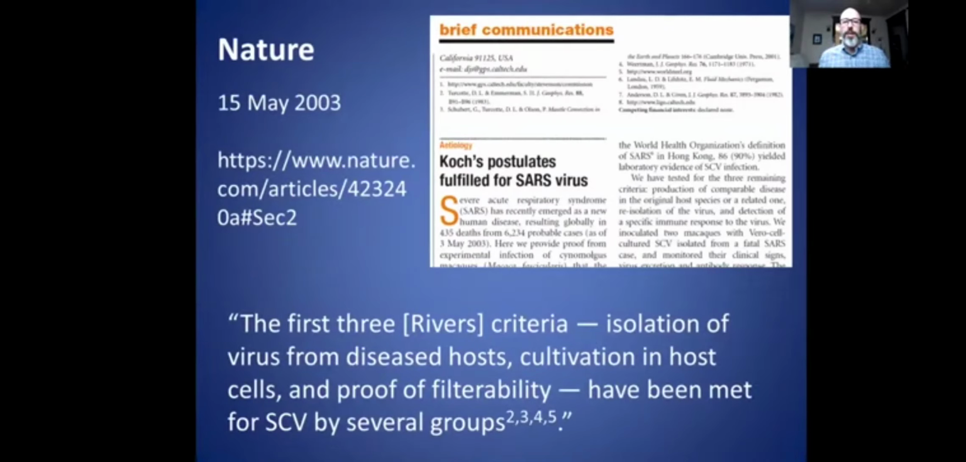Okay, so let's get back to this Nature article now that we've reviewed the background information. And it goes on to say that the first three Rivers criteria, which is isolation of the virus from a diseased host, number two, cultivation in host cells, and number three, proof of filterability, have been met for the SARS coronavirus by several groups. And you see at the bottom these footnotes, 2, 3, 4, 5.